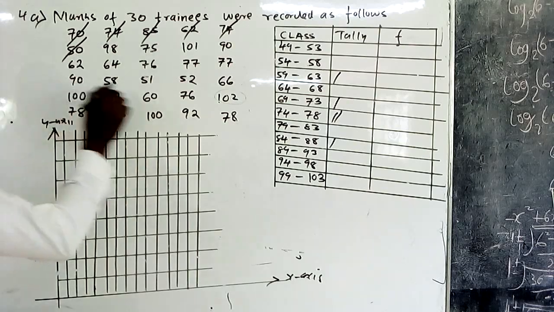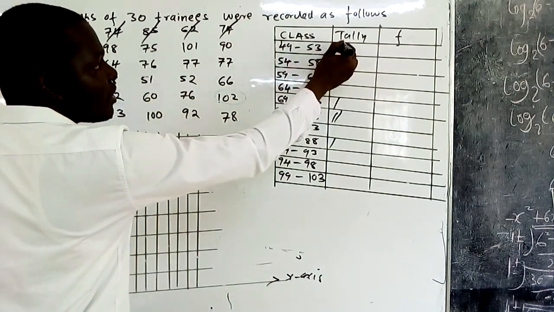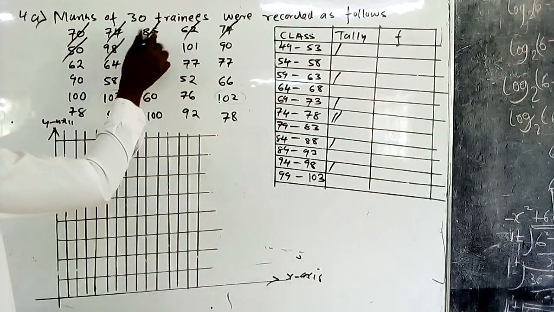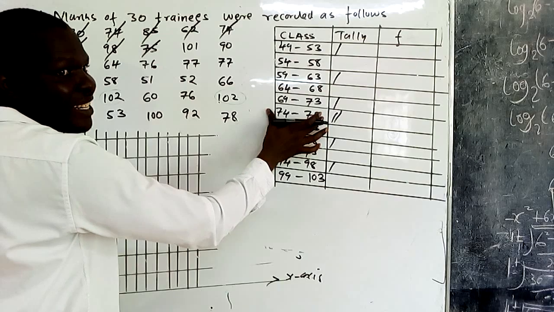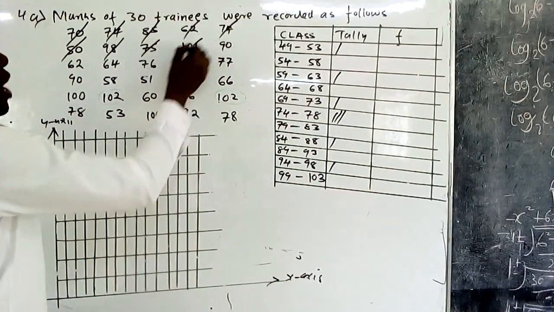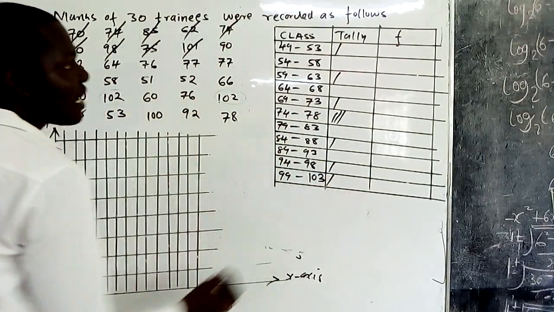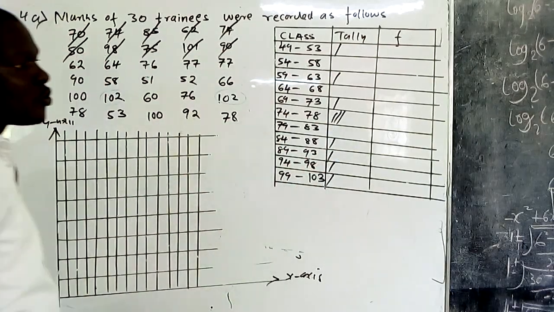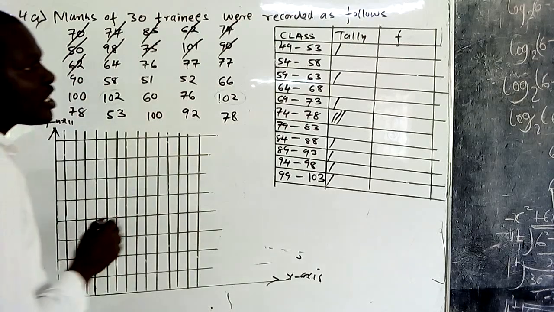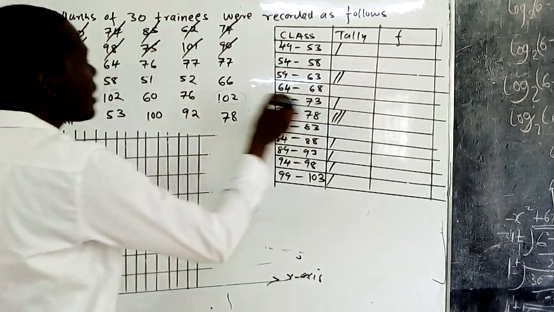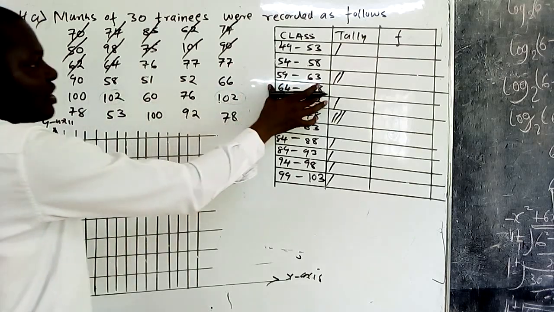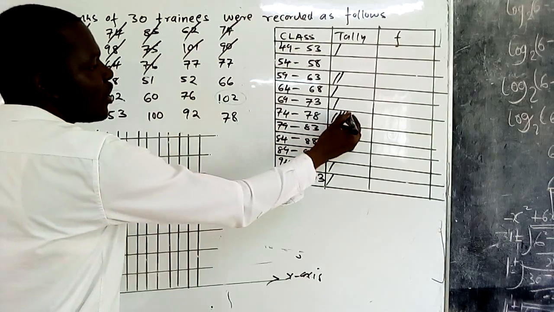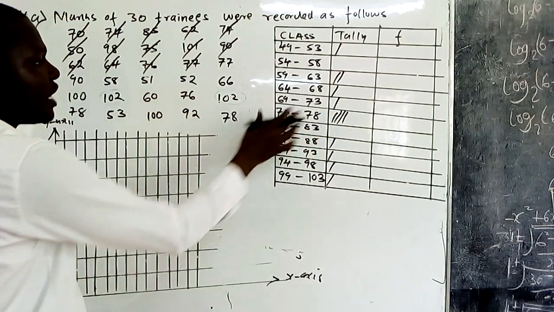Move on, 50 is in which class? This, you tally that. 98 is in which class? This, you tally that. 75 is in which class? This, you tally. Then 101 is in which class? The last class there. 90 is in which class? This class. You tally that. Then 62 is in which class? This class. You tally. 64, you tally. 76 in this class. 77 in this class.